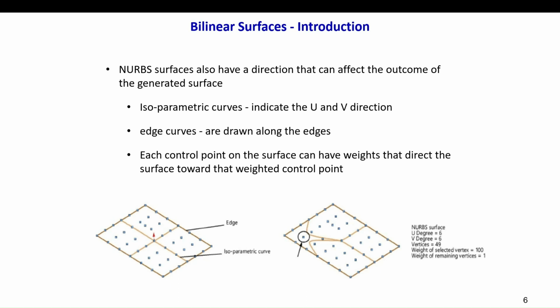On the figure on the right, it is an example of a weighted curve or weighted control point. The control point that is circled has a higher weight than the surrounding control points. And as you can see, the isoparametric curves are drawn to that particular control point. This will allow the surface to take on a different shape or form.